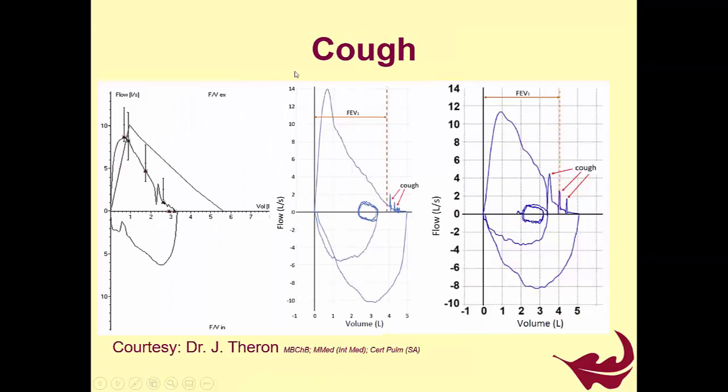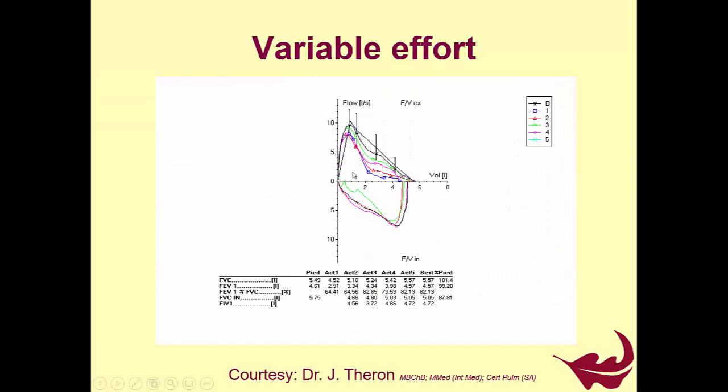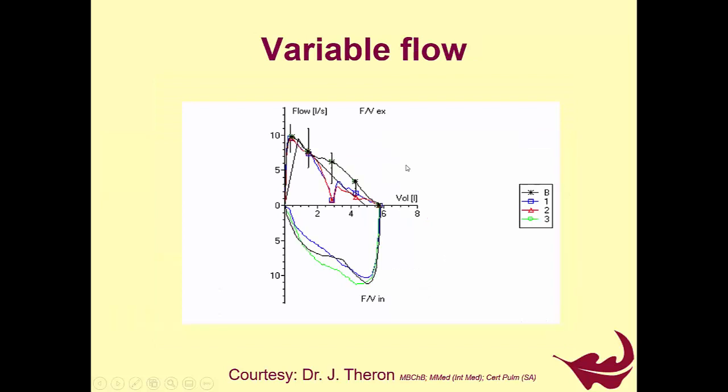Some difficulties that one can have that would make this an unacceptable test. This would be an example of a cough on the downward curve. Here you can see the same cough on the downward curves. As soon as you see these, this would not be an acceptable test. Variable efforts that you can see on this slide. The person is not giving a forceful maximal exhalation with each attempt.